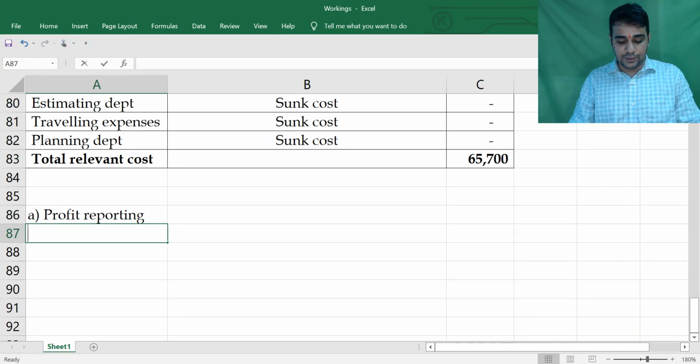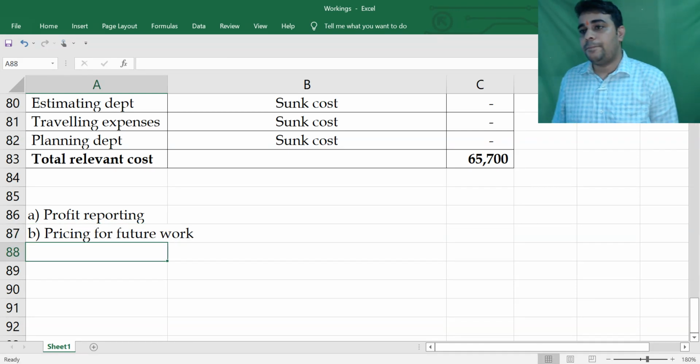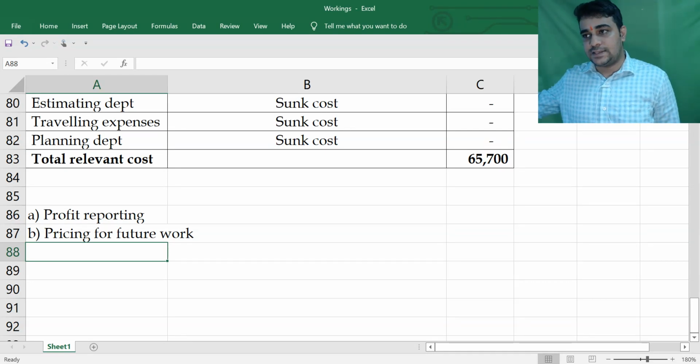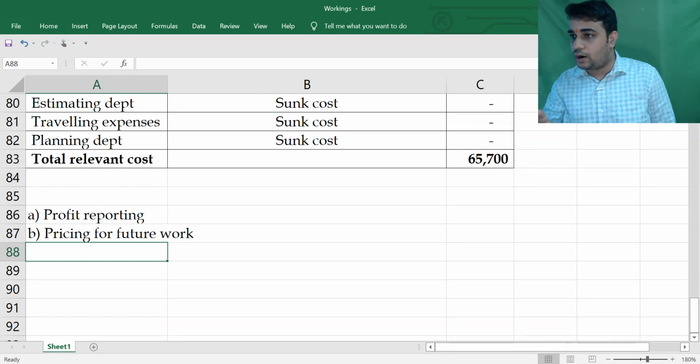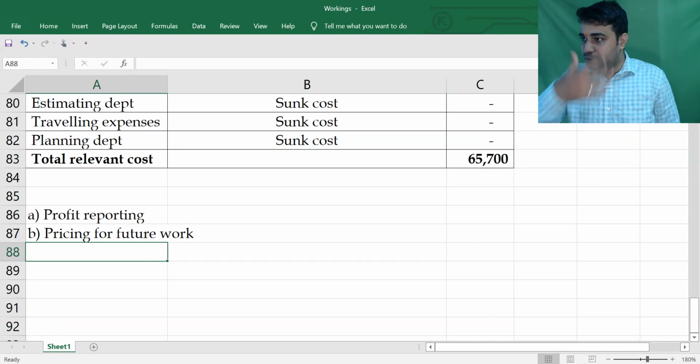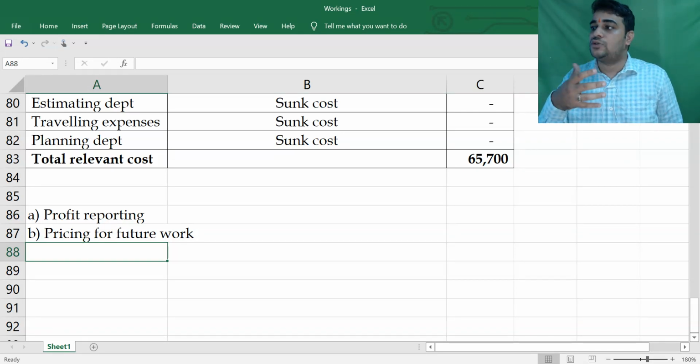The second issue is pricing for future work. Today you have accepted this at 65,700. Today you are at 70,000 with a very minimal profit. The reason for the 70,000 could be that you had some of the material in stock which was slow moving, and you used that. Labor was redundant and available, so you used that. Suddenly you see that labor is not fully available.